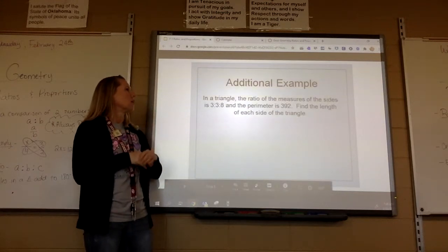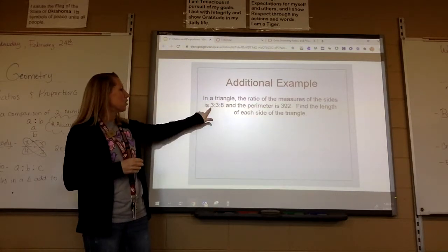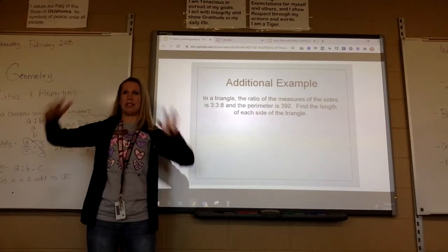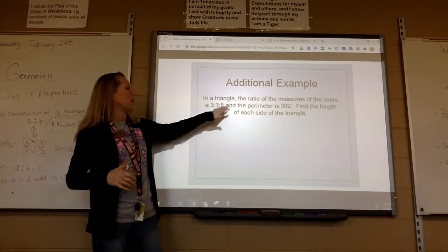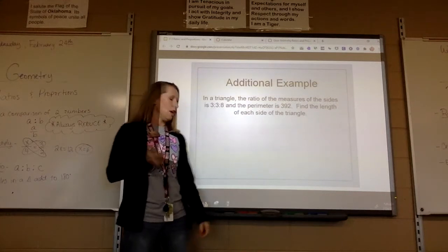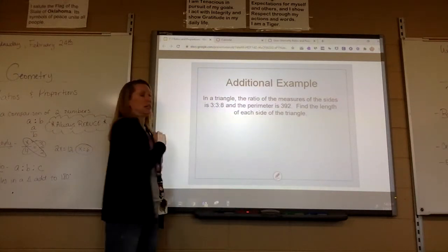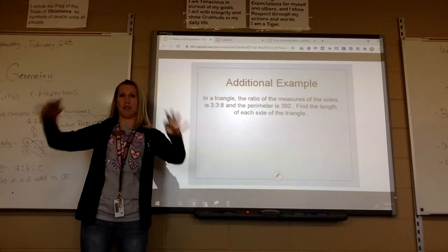In a triangle, the ratio of the measures of the sides is 3 to 3 to 8. That means two of the sides of the triangle are the same, and the other one's longer. So 3 to 3 to 8, the perimeter is 392. What you're going to do on these types of problems is put an X next to each of those numbers and add them all up. Perimeter means you add all the sides.